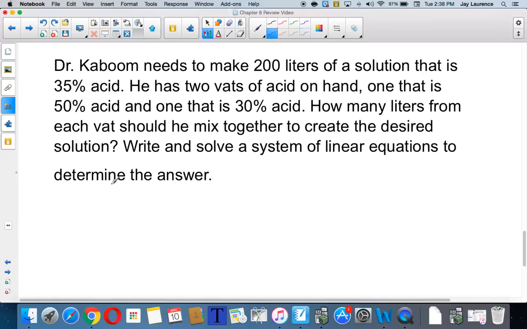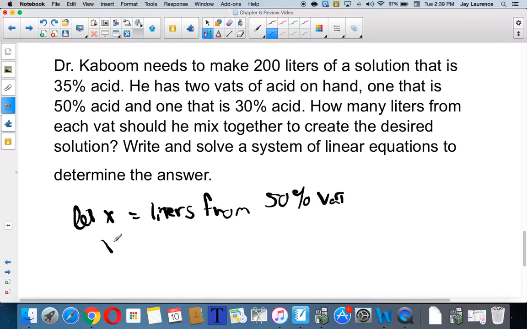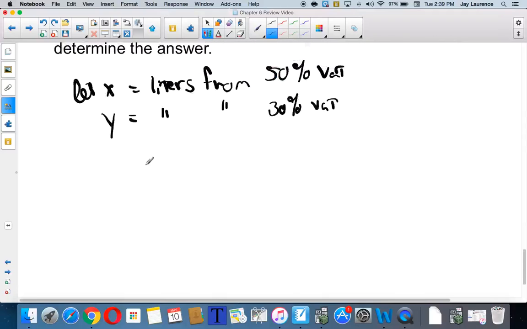Well, let's see here. First off, I'm going to let X equal the liters from the 50% vat, and then Y is going to equal the liters from the 30% vat. Now this is where some of you would make a table. I'm not going to make the table in here, because if you know how to make a table, you probably remember. So I'm just going to go ahead and set up my 2 equations. So first off, I know that if I mix some from X and some from Y, the total must be 200.